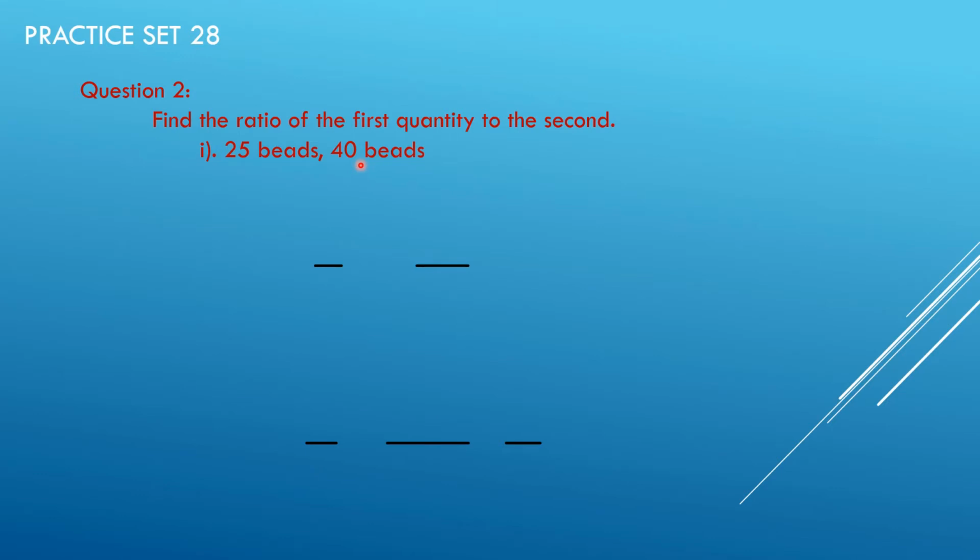In solution, therefore the required ratio is equal to 25 upon 40, and here the HCF of 25 and 40 is 5. It is equal to 25 divided by 5 upon 40 divided by 5, which is equal to 5 upon 8.